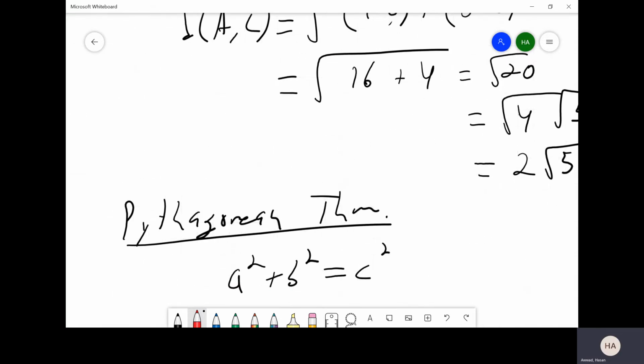So the Pythagorean theorem relates to right triangles in the sense that A, B, and C are all going to be sides of the triangle, where A and B are going to be the smaller legs, so the legs that are the smallest pieces of the triangle, and C is going to be the hypotenuse. The hypotenuse is going to be the longest leg, and the longest leg is always opposite to the right angle.